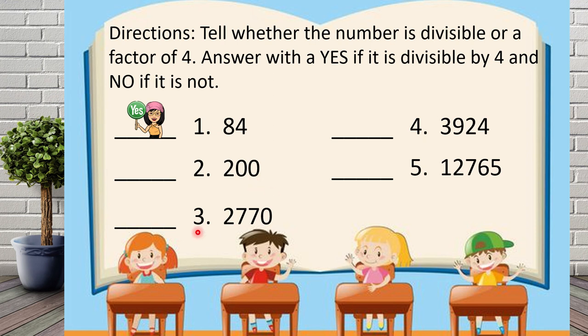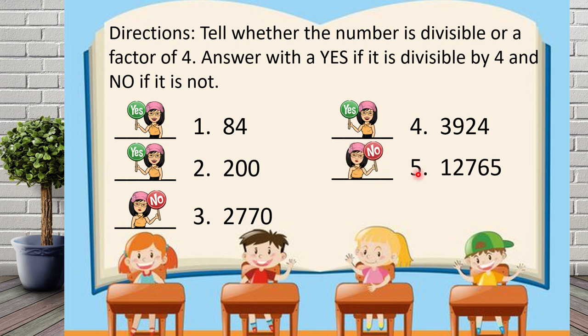For number 2, the answer is yes. And for number 3, no. Why no? Dahil isa lang ang 0, at last digit is 0, which is not divisible by 4. And for number 4, it is a yes dahil ang last digit niya ay 4. Then, for number 5, it is a no dahil ang last digit naman niya ay 5.